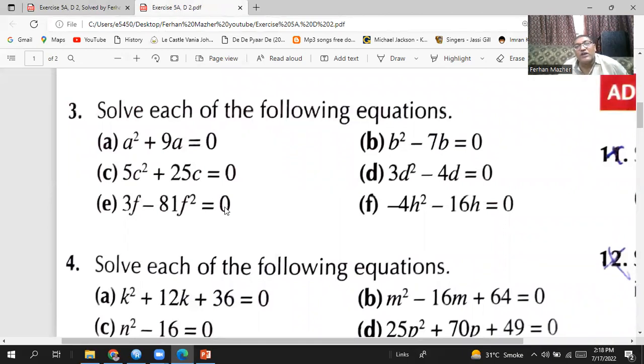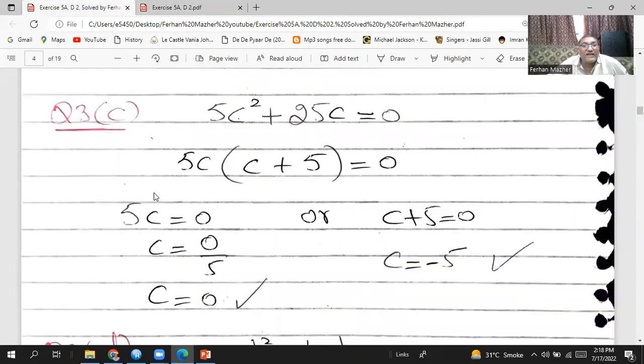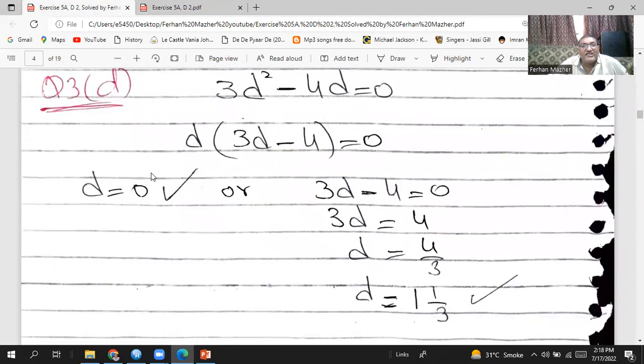It says 3d squared minus 4d equals 0. So first of all, I will factorize them. For factorization purpose, I will take d common. So inside the bracket, you are left with 3d minus 4, bracket close, equal to 0. They have been factorized. Now you can see these two factors are multiplying with each other, and the answer is 0. It means either the first factor is 0 or the second factor is 0.